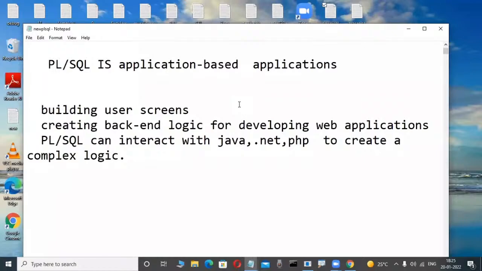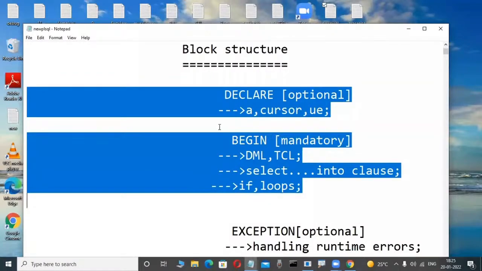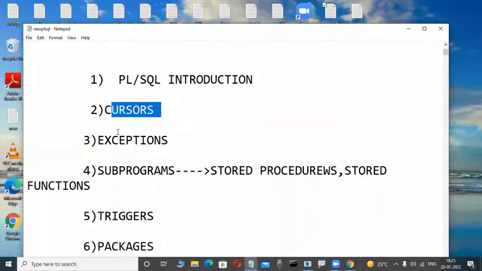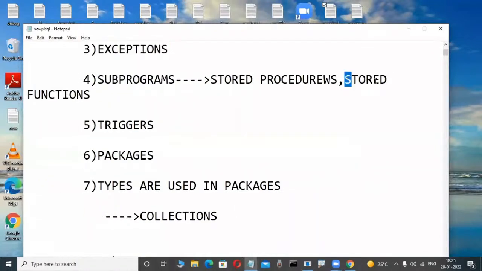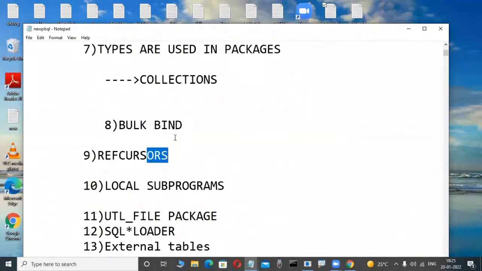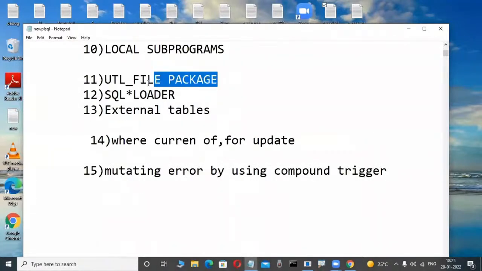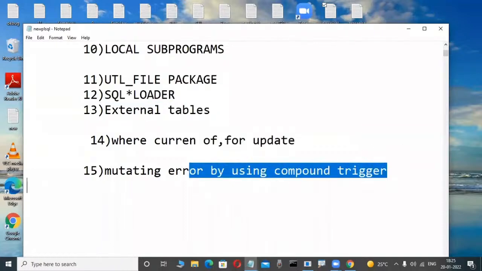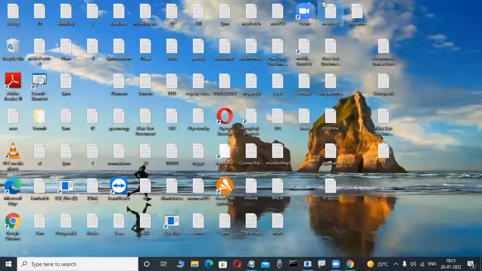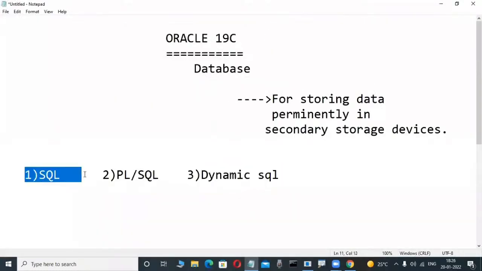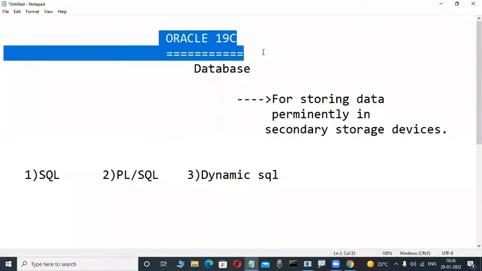PL/SQL means you are writing a little bit of coding here. In PL/SQL there are cursors, exceptions, stored procedures, stored functions, triggers, packages, types, collections, bulk bind, ref cursors, local subprograms, UTL file packages, SQL loader, external tables, so many things like this. So much syllabus is there. Don't worry. That's why we first learn the SQL language. After that, once you have some knowledge, then you learn PL/SQL. Through these two languages, we are operating this Oracle software.